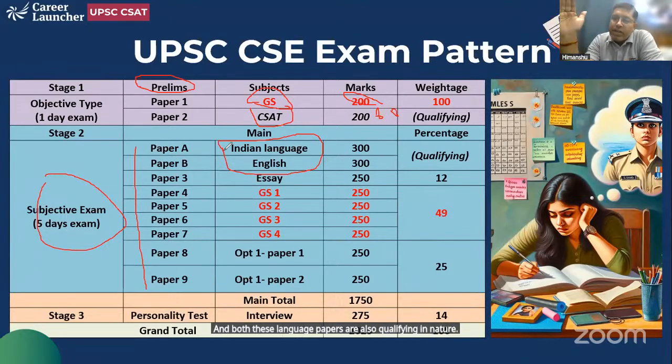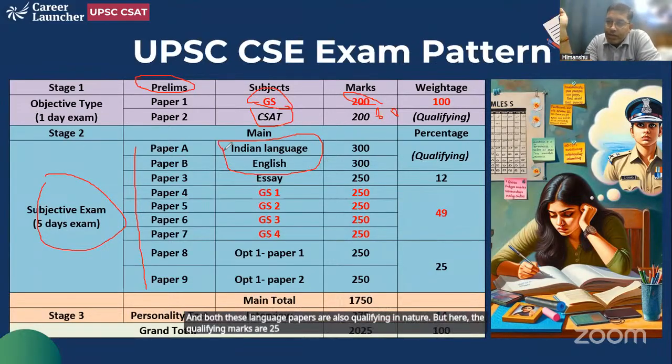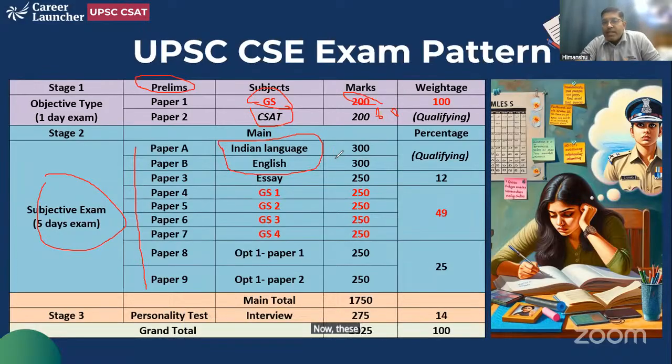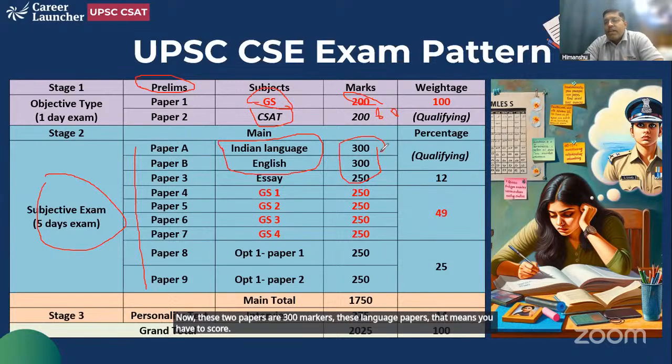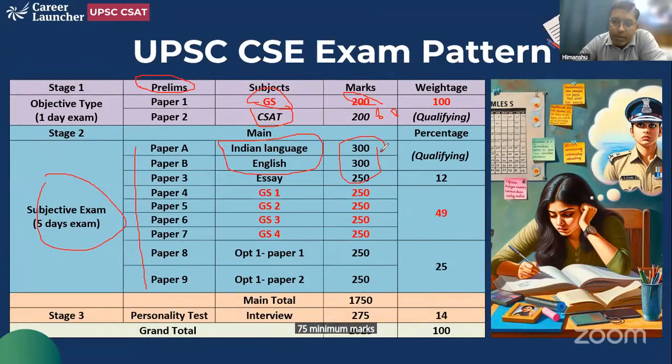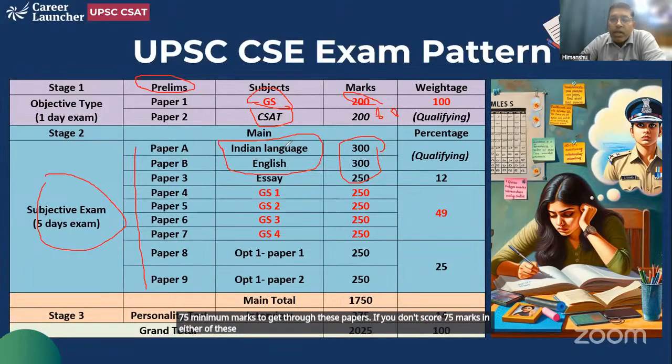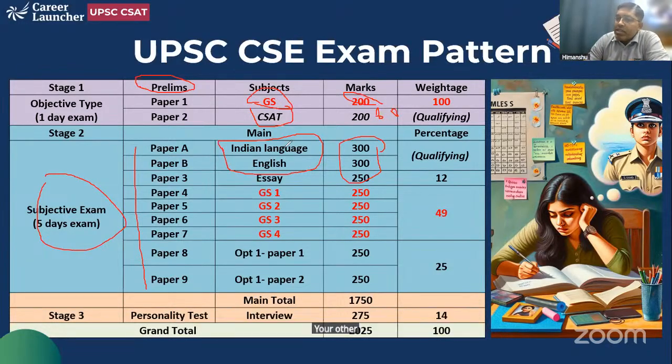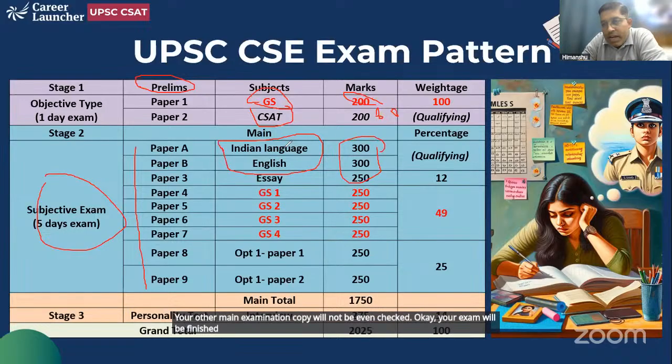But here the qualifying marks are 25%. Now these two language papers are 300 markers. That means you have to score 75 minimum marks to get through these papers. If you don't score 75 marks in either of these language papers, your other main examination copy will not even be checked. Your exam will be finished at that stage only.